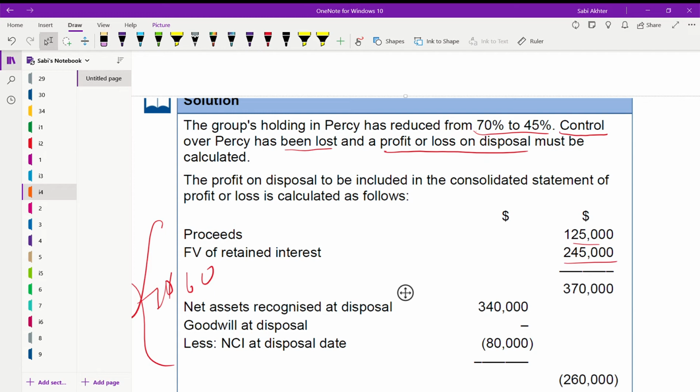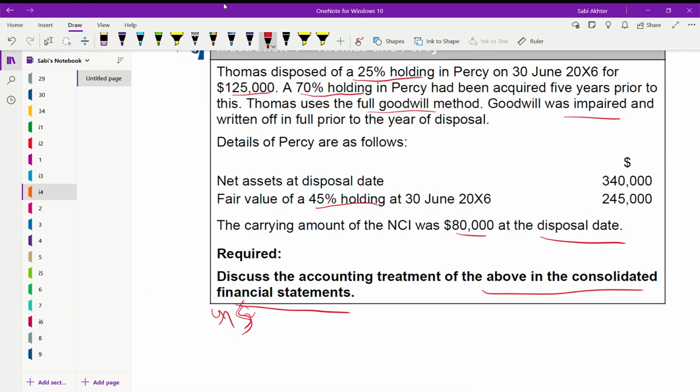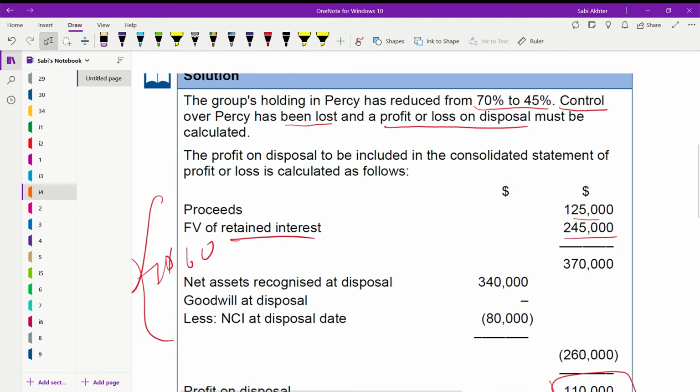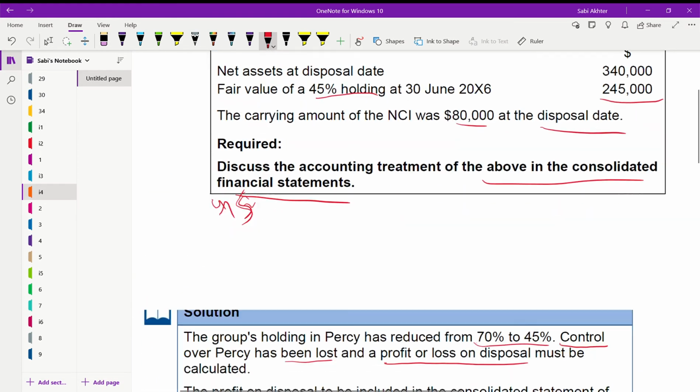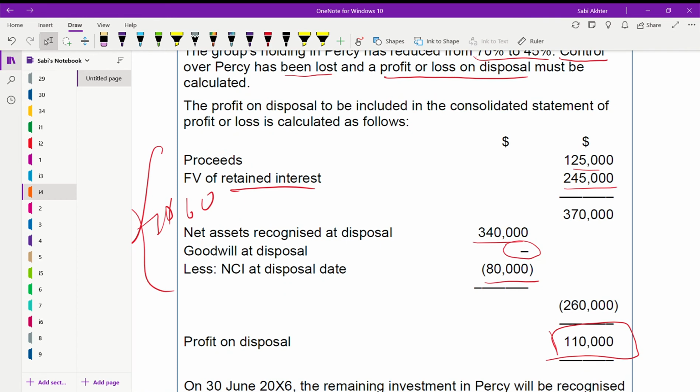Okay, so with that proceed, you have to add the fair value of the retained interest, which is this. And then net assets at disposal 340, NCA at disposal 80, there is no goodwill at disposal. Okay, they have not given you any goodwill. So don't write it. And then you deduct it. NCA you have to deduct always.